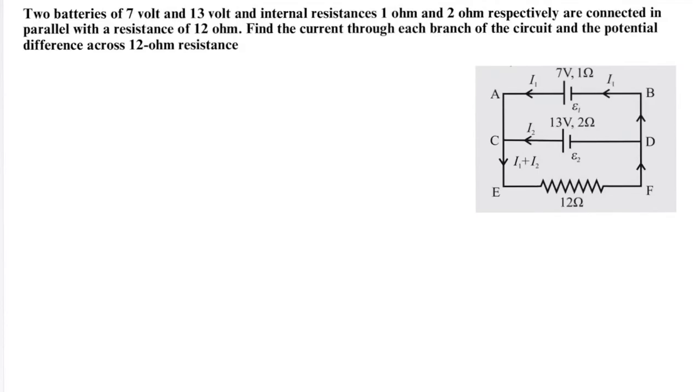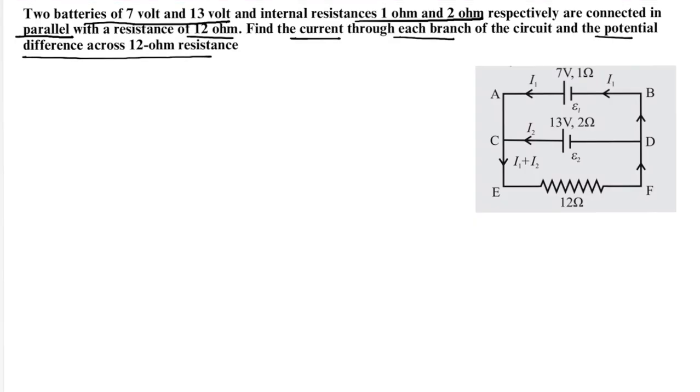Hello students, in this video we are going to solve a numerical based on Kirchhoff voltage law and Kirchhoff current law. The question given here is: two batteries of 7 volt and 13 volt and resistances of 1 ohm and 2 ohm respectively are connected in parallel with the resistance of 12 ohm. Find the current through each branch of the circuit and potential difference across 12 ohm resistor.